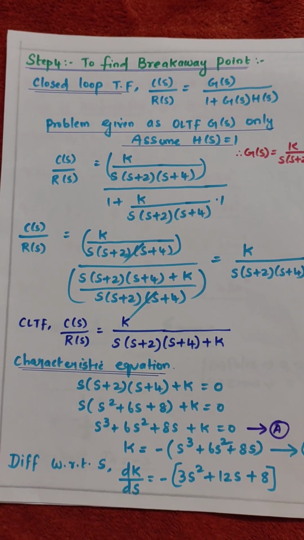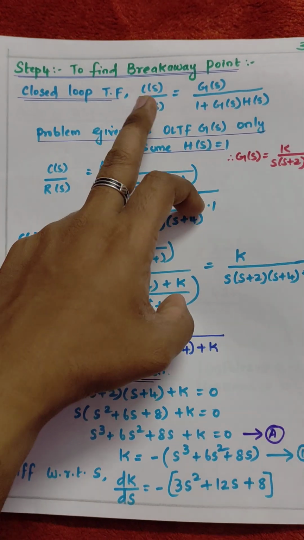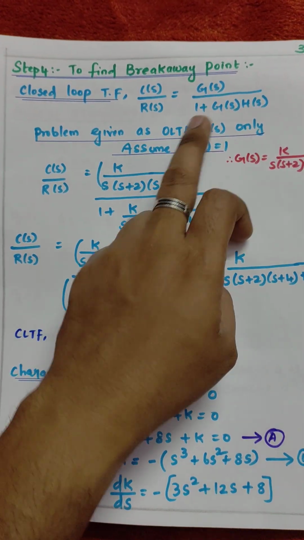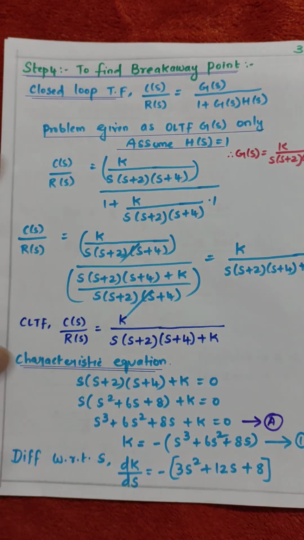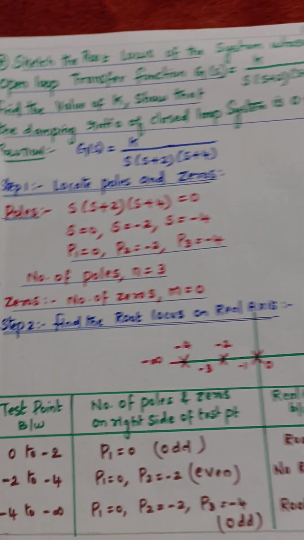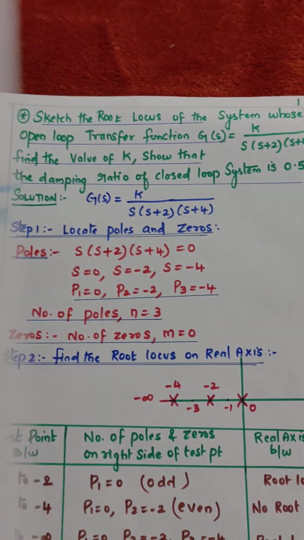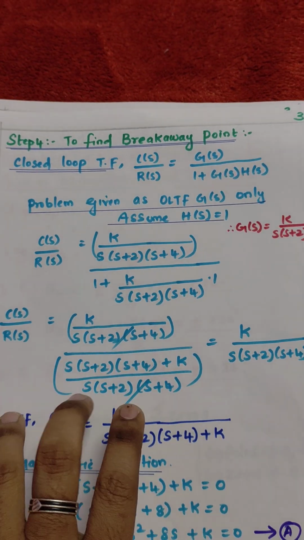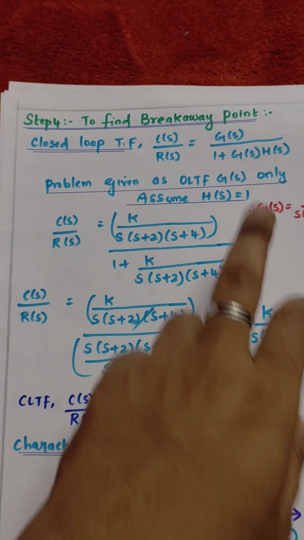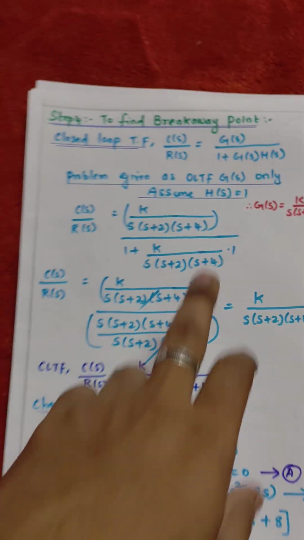Step 4, find the breakaway point. We know the general closed loop transfer function C(s) by R(s) is equal to G(s) divided by 1 plus G(s) into H(s). The problem is given as open loop transfer function, so only G(s) is there in the given question. There is no H(s). You have to assume H(s) is equal to 1.